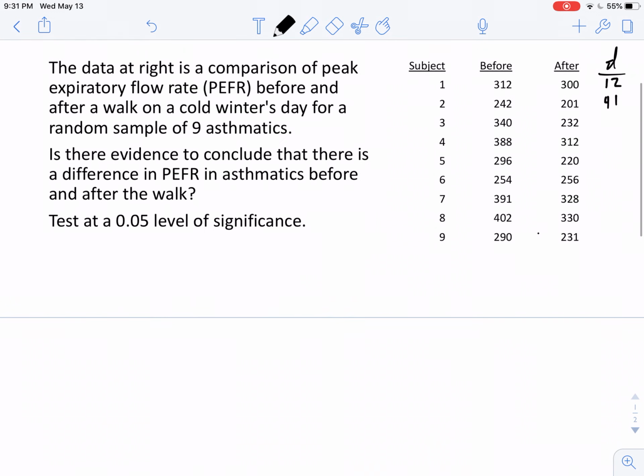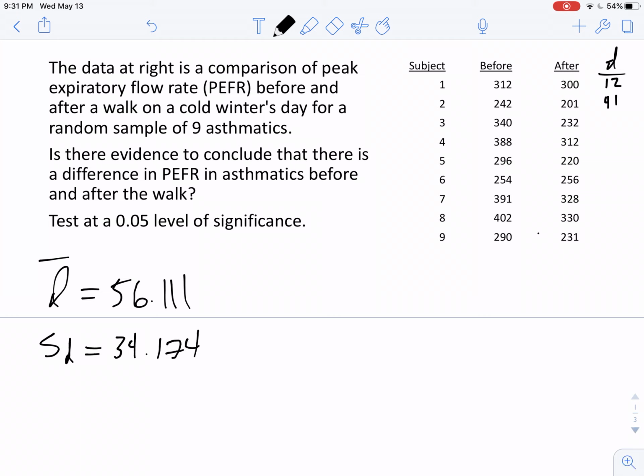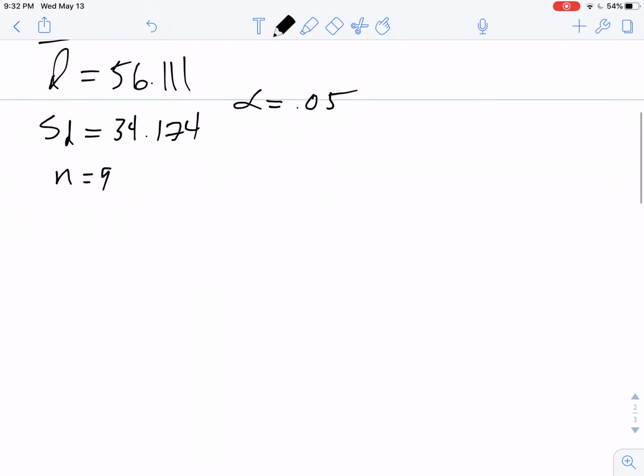The mean of that difference list gets called D bar, and in this case D bar is 56.111. The sample standard deviation of the D list is s sub D, and that was 34.174. My n value is 9, and I'm going to be using this alpha value of 0.05. Now that I have that initial work done, I can start my 4-step process.